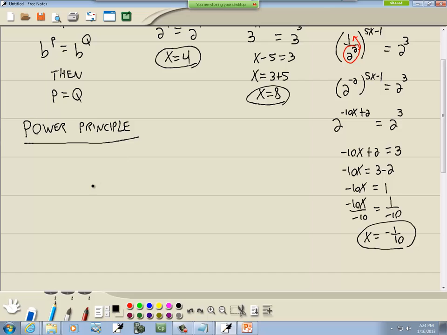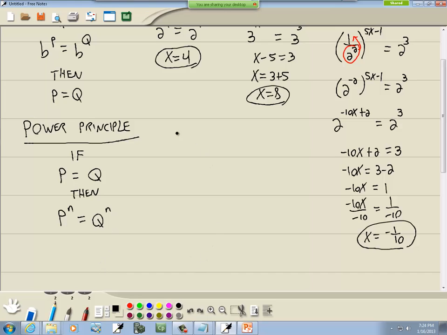Now we've got the power principle, and this basically says if you've got something equal to something else, that's pretty vague, then you can take both sides to the same power. So I'll say to the n power. So we take p to the n power and q to the n power.